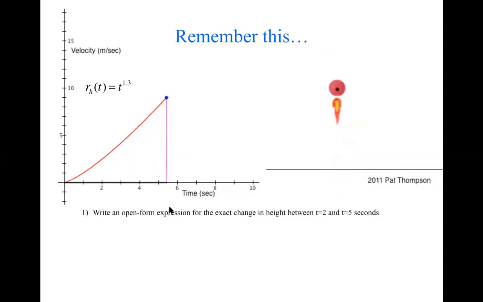But using this rate function, see if you can write an open form expression for the exact change in height between time 2 and 5.